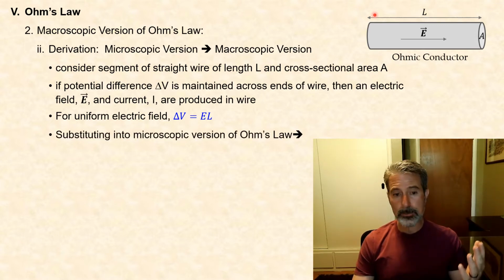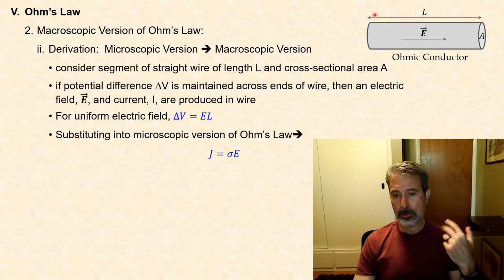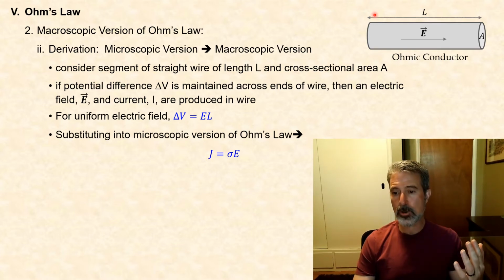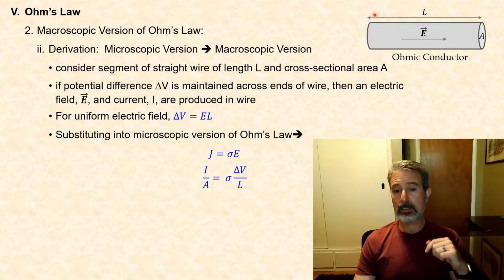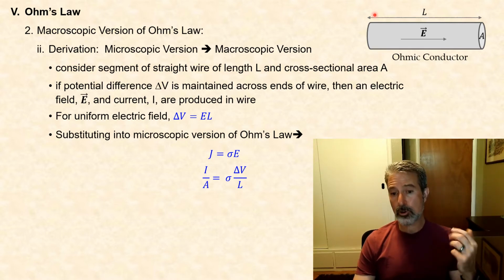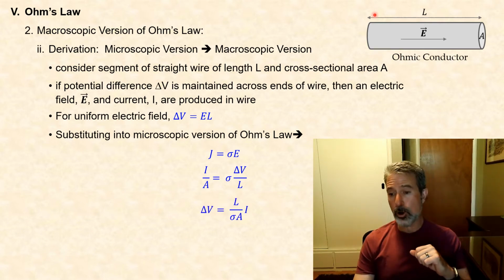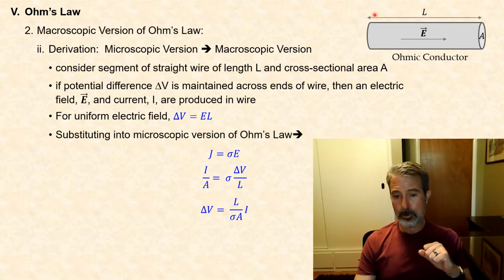From here, we can substitute this into our microscopic version of Ohm's law, which says this: current density equals conductivity times electric field strength. I'm looking at the magnitude of these quantities only. And by the definition of current density, that is just the current per area, and we substitute our version for electric field, these macroscopic quantities, that is delta V and L, which are measurable. And from here, we're just going to solve for delta V. Just do a little bit of algebra here.